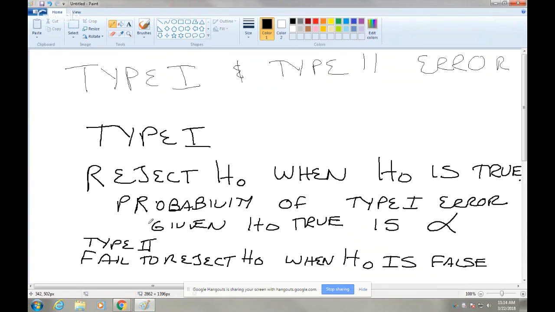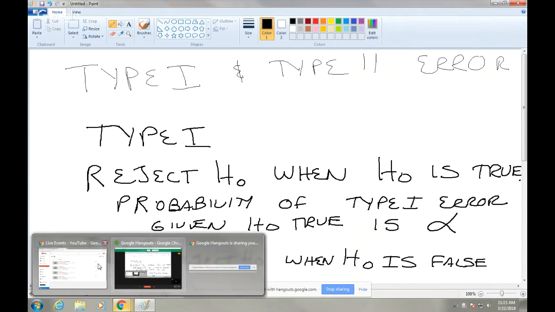Type 2 involves failing to reject, even though I won't say you should have, because the only evidence we have is the data, and the data says what the data says. But you're failing to reject when, in fact, unbeknownst to you, H naught really is false. Okay.